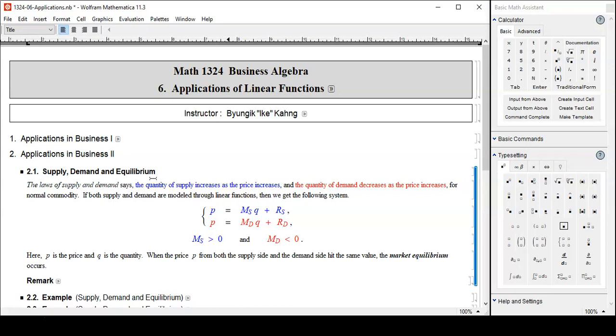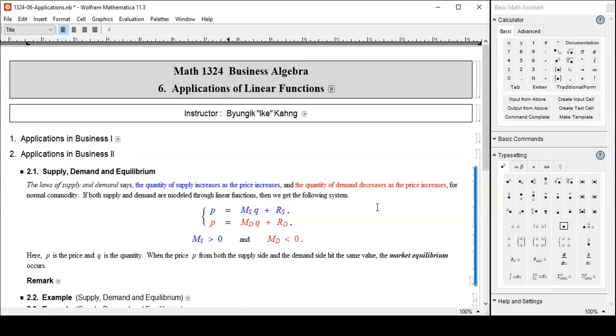Okay, the quantity of supply increases as the price increases. Price goes up and making more is more profitable, so suppliers make more, and vice versa. Okay, looks nice. And now let's go to the law of demand.